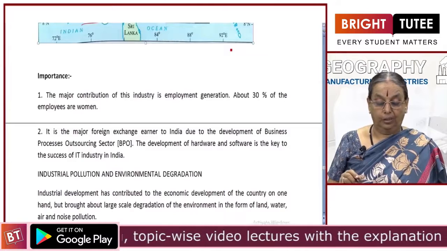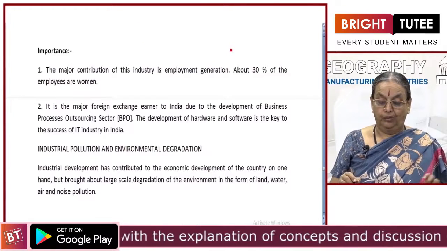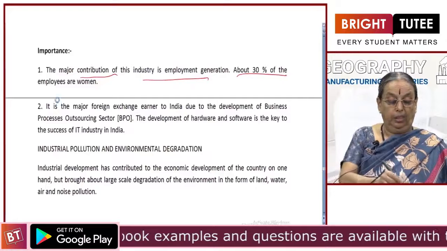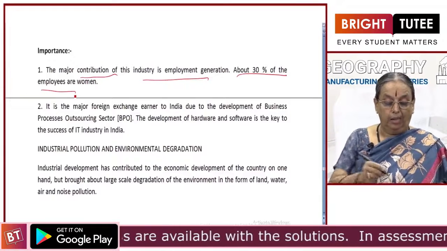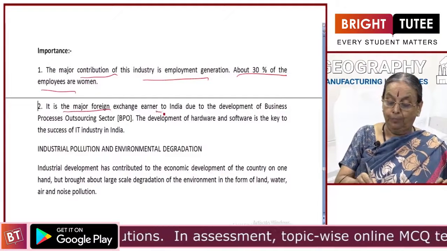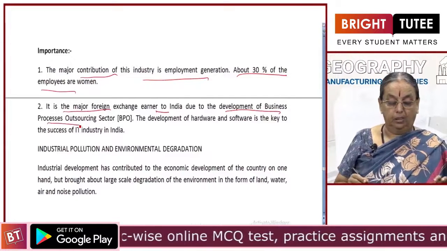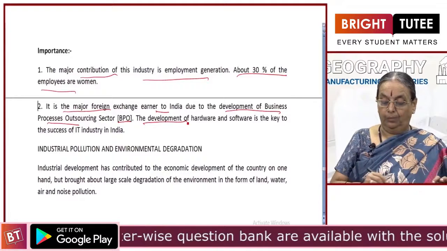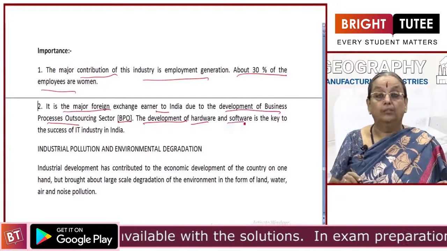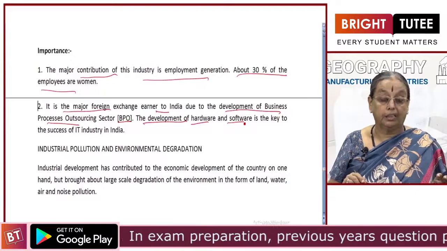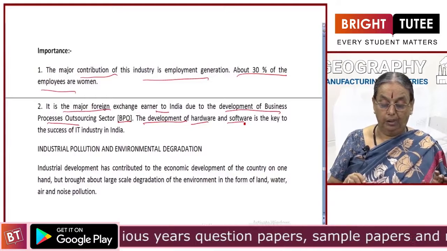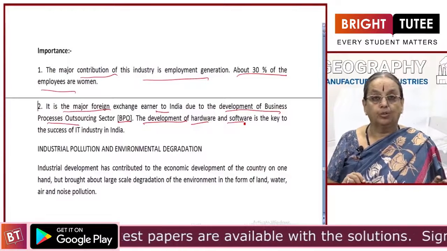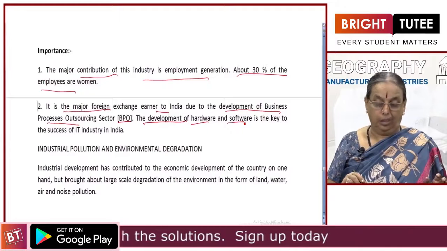Let us see the importance of this industry. The major contribution of this industry, I am talking about the IT industry, okay, is employment generation. About 30% of the employees are women here, and it is a major source of foreign exchange earnings for India because of the development of this BPO, which is the business process outsourcing sector, shortly abbreviated as BPO. And we have developed the hardware and software, which is the key to the success of this IT industry in India. So, this is a very important industry which has come up in recent years, which is providing large scale employment to the people, and it is also one of the major sources of foreign exchange earnings for India.